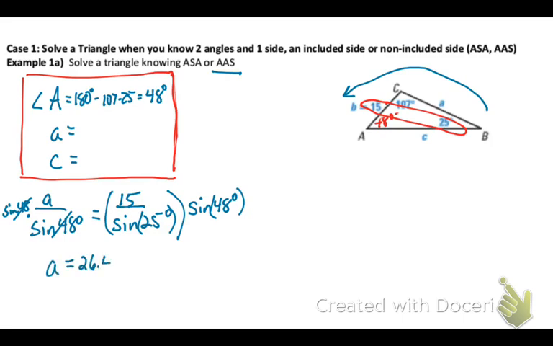And I think let's round to tenths place, so 26.4. Now I didn't say this, but make sure that your calculator is in degree mode and not radian. All right, now let's find C.